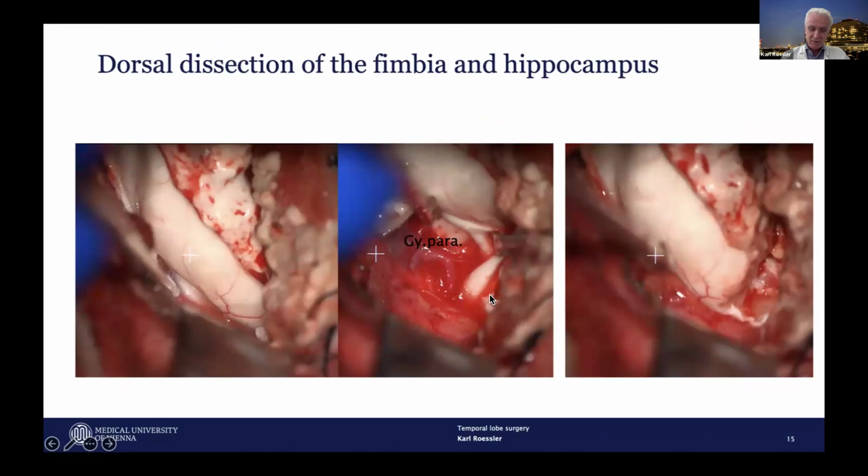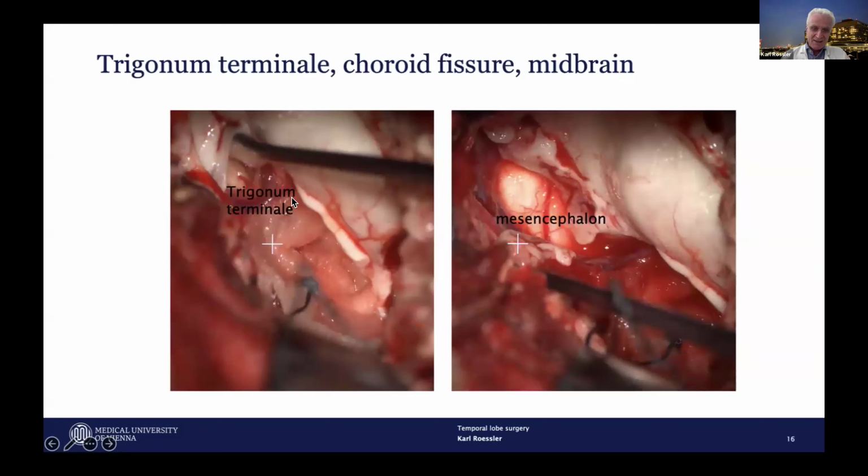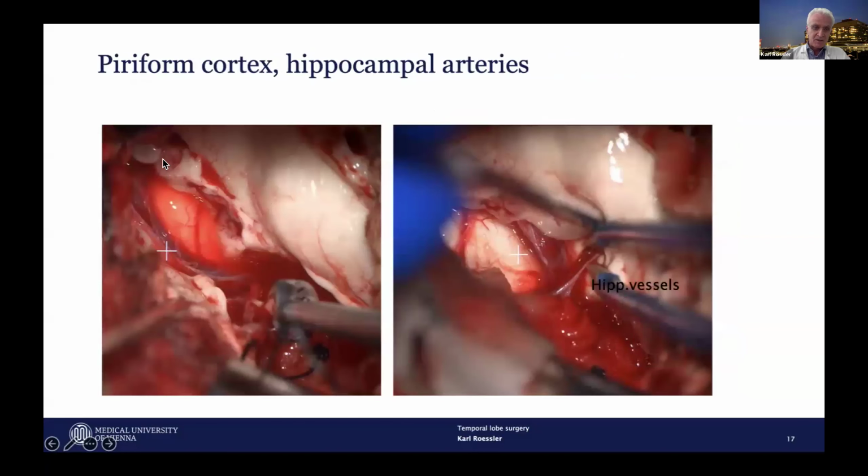If you lift the fimbria and cut the fimbria dorsally, like here in the middle picture, you can see the parahippocampal gyrus. And by going into the parahippocampal gyrus, you can subpially remove the parahippocampus. And what you can see here is this trigonum terminale. It is where the most frontal part of the fimbria is, and if you lift this trigonum terminale, you visualize the mesencephalon, the anterior side of the crus cerebri. And then you have almost disconnected frontally, then over the mesencephalon, and dorsally, here on the right side, you can see the coagulation of the hippocampal vessels coming from the PCA, the posterior cerebral artery.